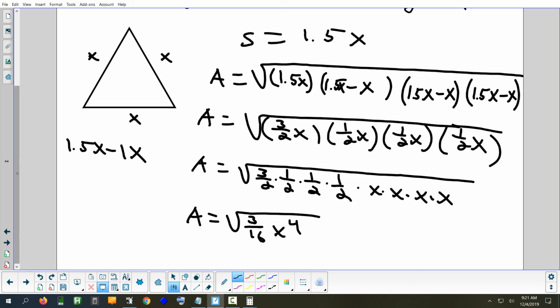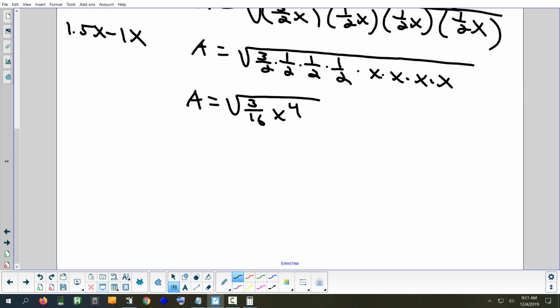Okay. So now we're getting something pretty simple, right, for the formula of an equilateral triangle. The last step is just take the square root. Now, you have to take the square root of a fraction. You take the square root of the top and the bottom separately. And then you also have to take the square root of x to the 4th. You've got to take the square root of all 3 of those things. So it's this over this times that.